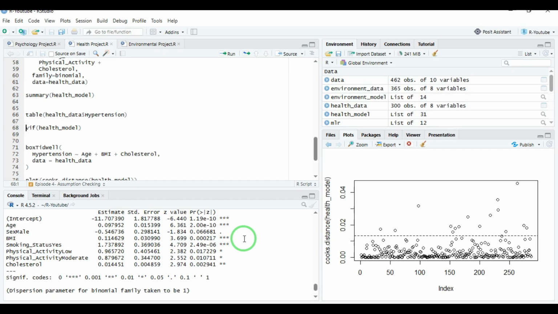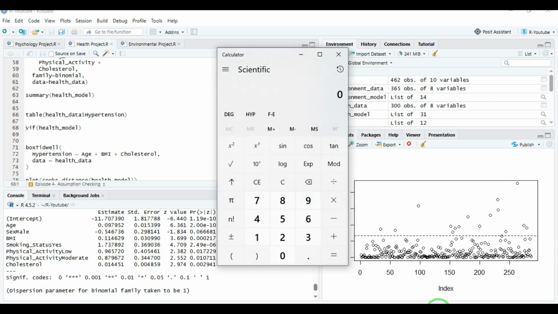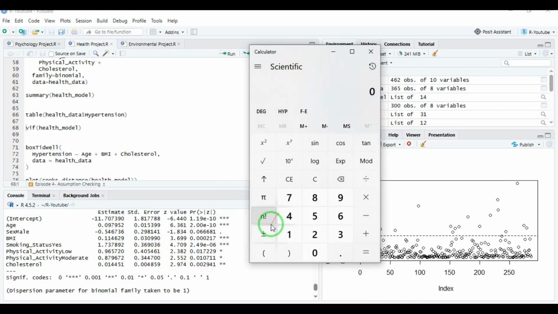Let's start with age. For age, the coefficient is 0.097 with p-value less than 0.001. Get an exponential function from it, and there you go. It's 1.103. It means that holding the other variables constant, each additional year of age is associated with approximately a 10.3% increase in the odds of hypertension. So this association is statistically significant.